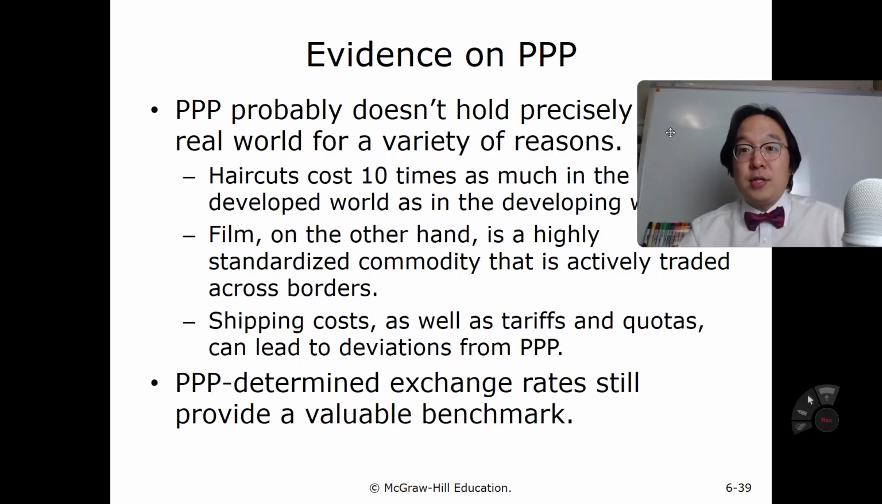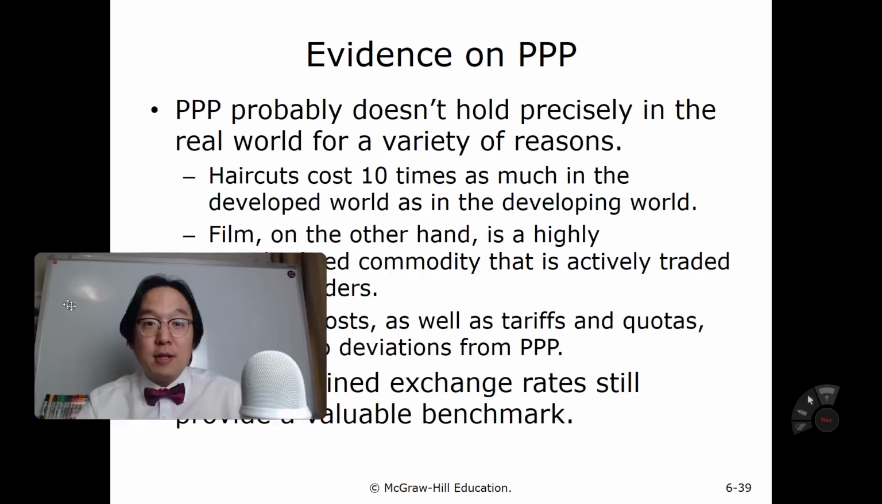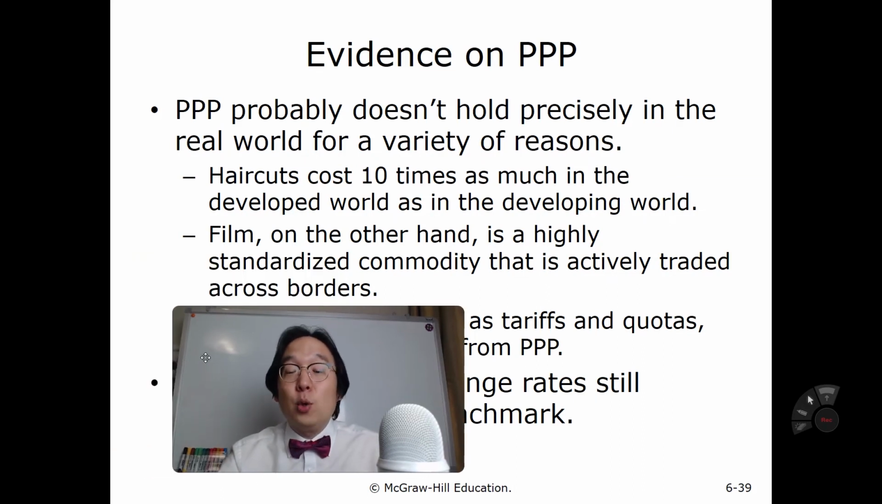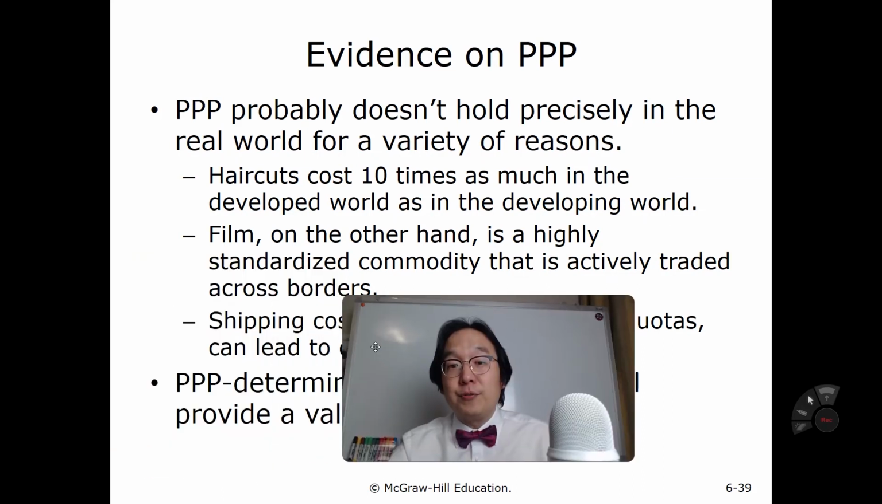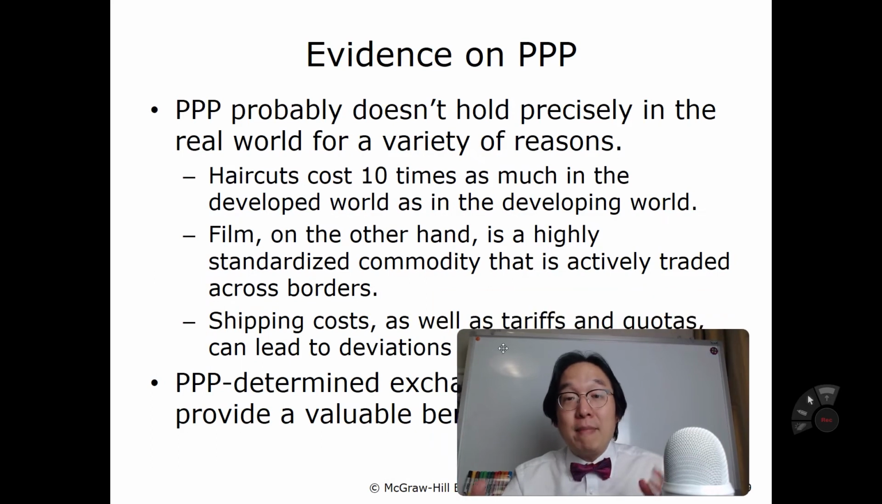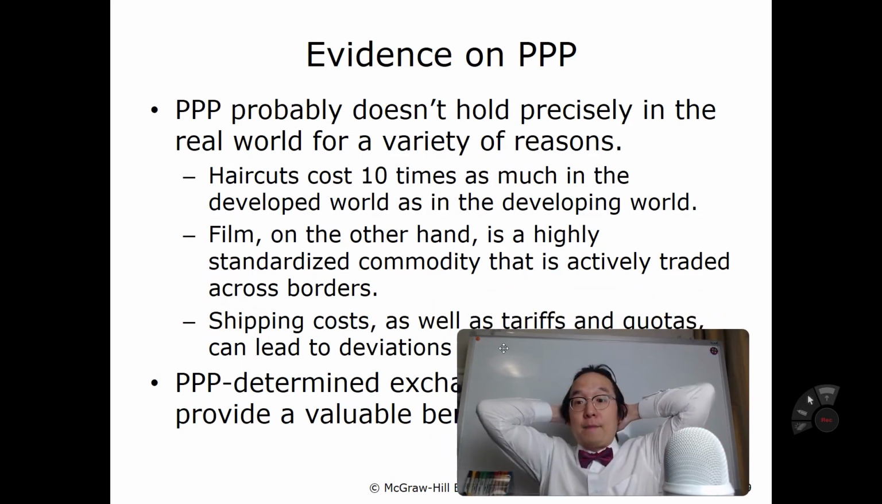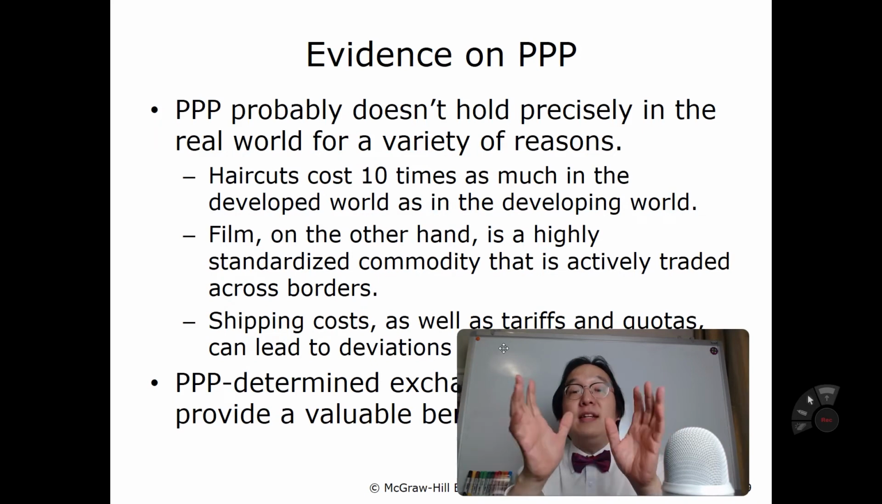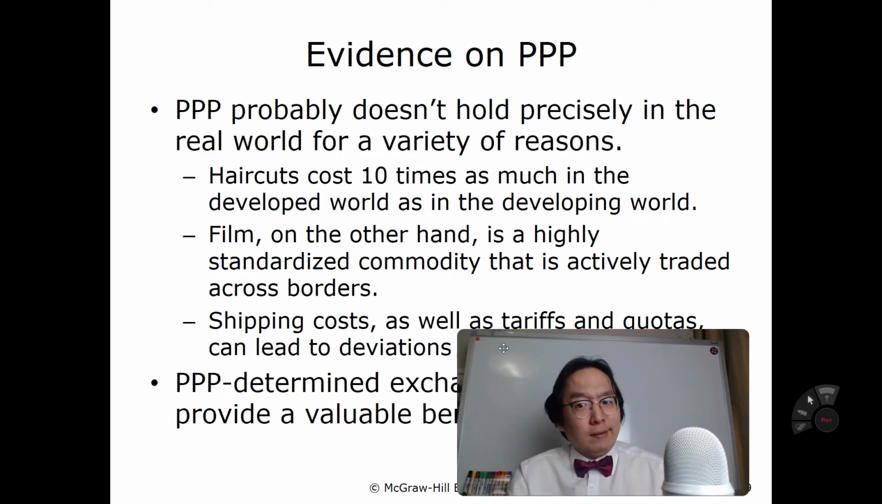Anyway, evidence on purchasing power parity. Purchasing power parity probably doesn't hold precisely in the real world for a variety of reasons. For example, the Big Mac index. The intuition is there, but in reality it doesn't really hold always. Most of the time it's not exact. Why is that the case, by the way? Consuming the Big Mac in New York, should it be the same as consuming a Big Mac in Seoul?